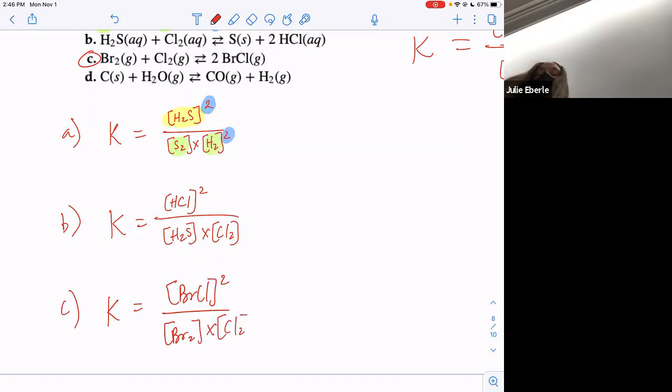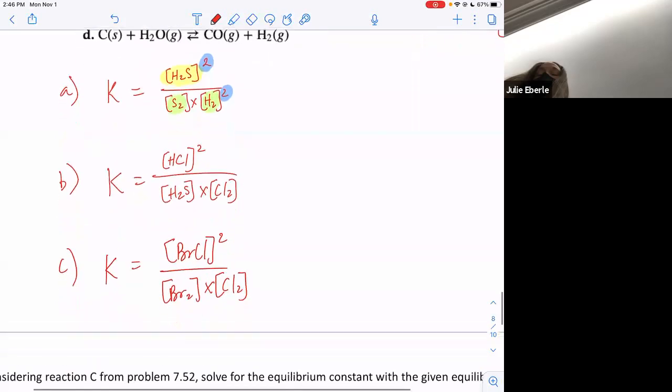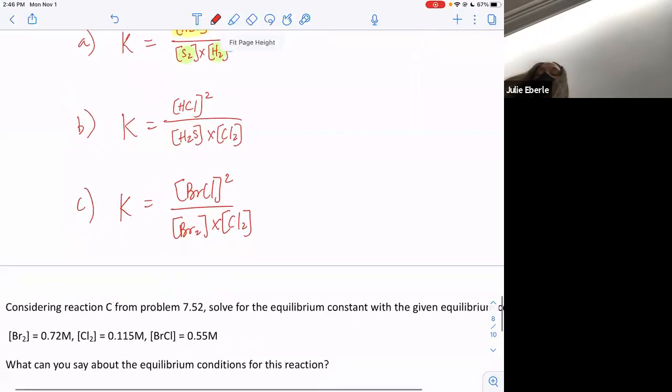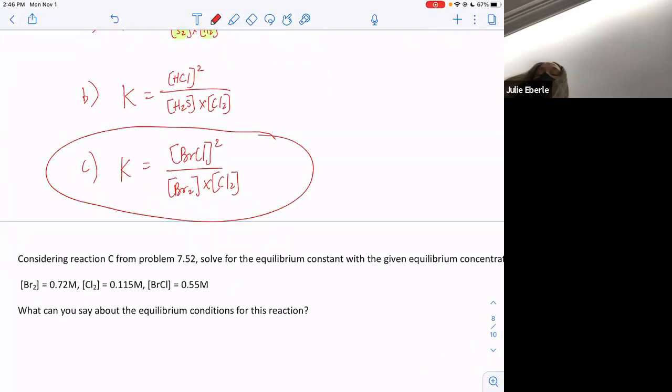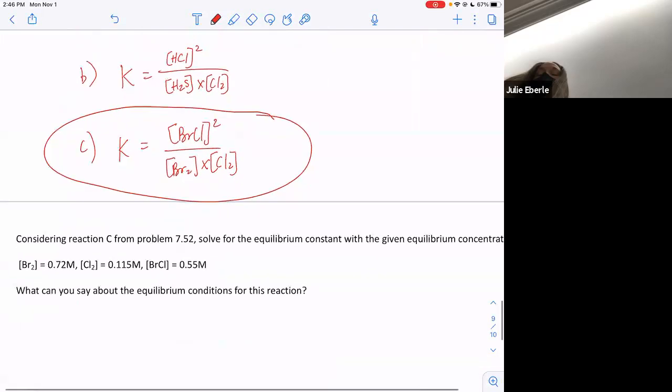Okay. All right, D. We could write D, I'm sure. All coefficients of 1 there. You just don't include carbon because it's a solid. Okay. All right, now considering reaction C, which is this one from the problem above, solve for the equilibrium constant.